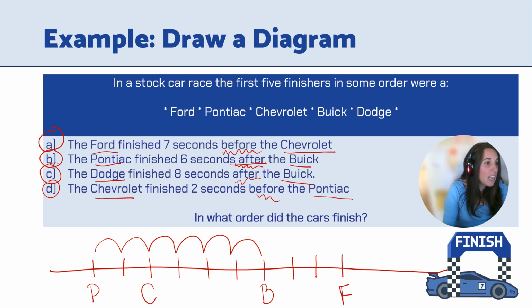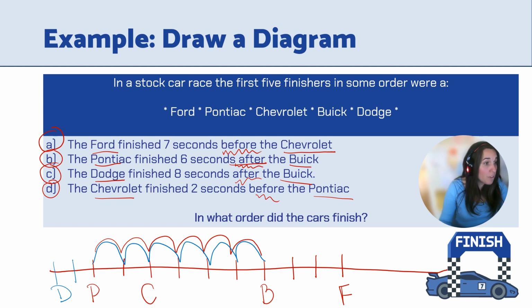The Dodge finished 8 seconds after the Buick. Okay, that means that the Buick is closer or further away. Take a second to think about that. So if the Dodge finished 8 seconds after the Buick, the Buick has to be closer to the finish line. So I need to jump back 8 to plot my Dodge here, 8 seconds. So 1, 2, 3, 4, 5, 6, 7, 8. And there's my Dodge. And so now I've got my finishing order here.